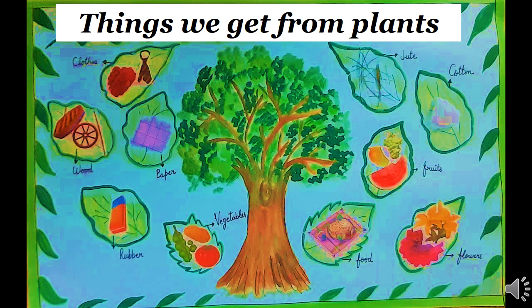But we get other things also from plants and trees. For example, we get clothes, wood, paper, rubber, fruits and vegetables. We get jute, cotton, and beautiful flowers. As you can see in this picture, you can also make a project like this. Draw a beautiful tree in the center and you can paste little specimens or examples of real things around the tree. The things which we get from tree or plants can be presented in this way.